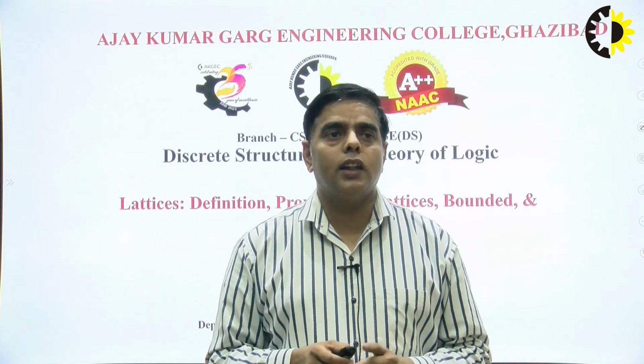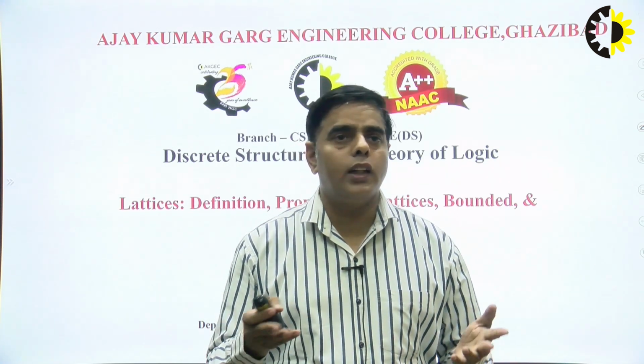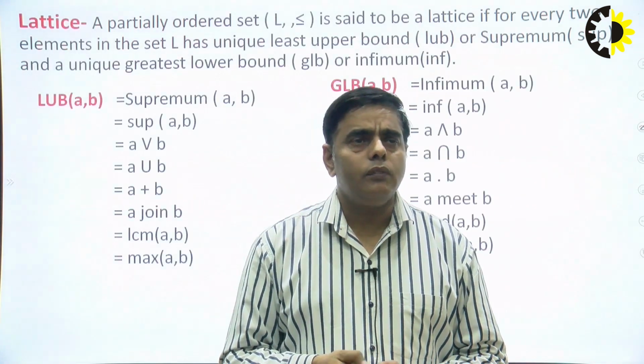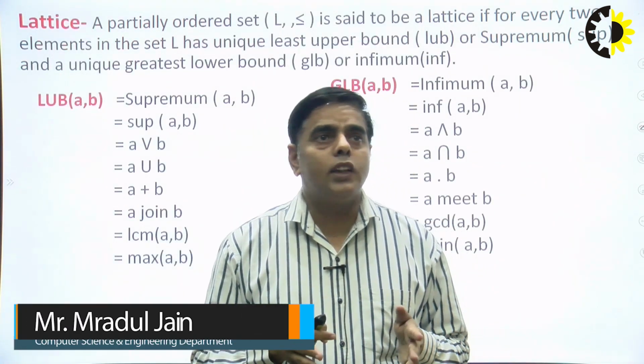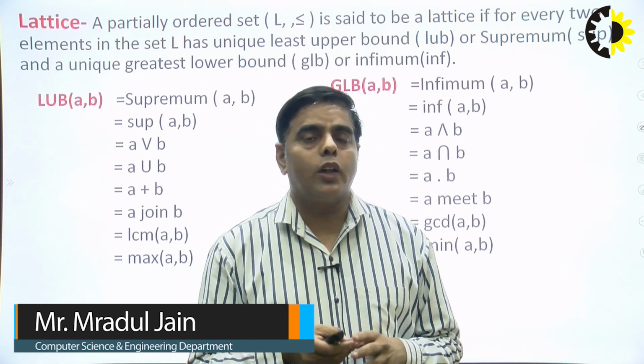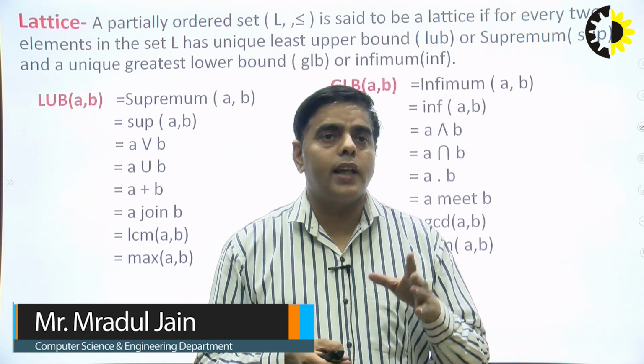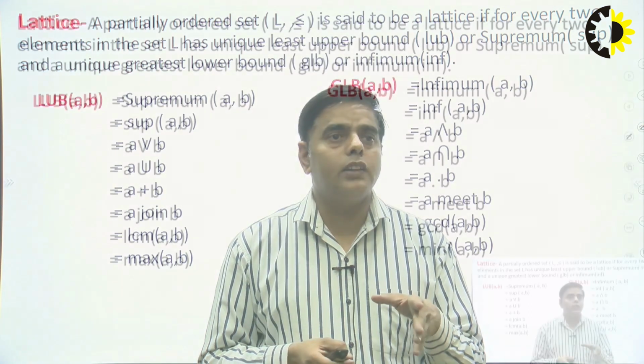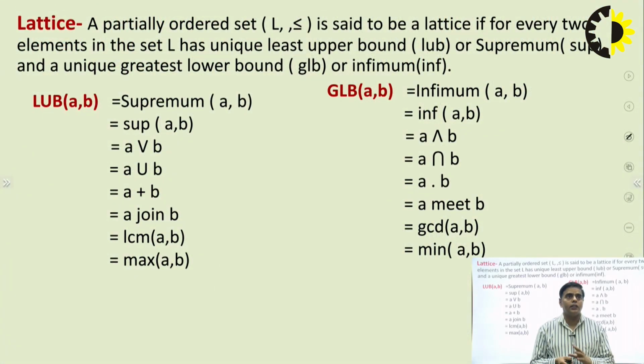Today we will discuss the lattice, its definition, properties, bounded lattice and sublattice. So let's start from the lattice. Its journey starts from the poset, and we know a set is called a poset if it is reflexive, antisymmetric and transitive. Then for this poset we can draw the Hasse diagram. And for this Hasse diagram, we have to find out whether the particular structure will be a lattice or not.